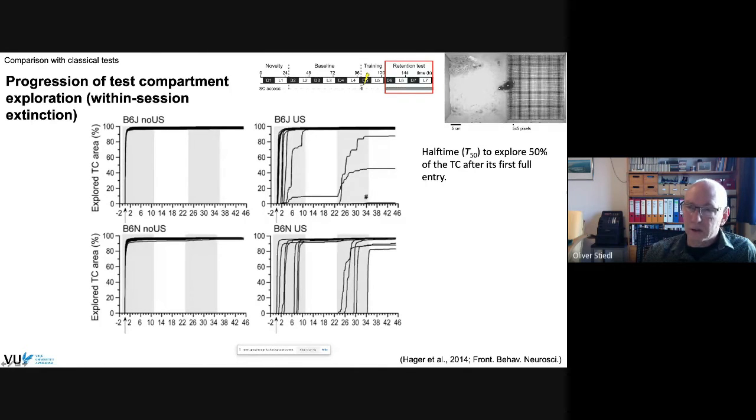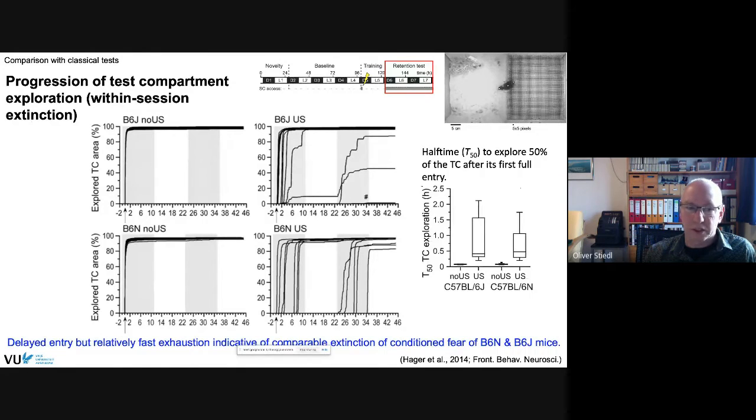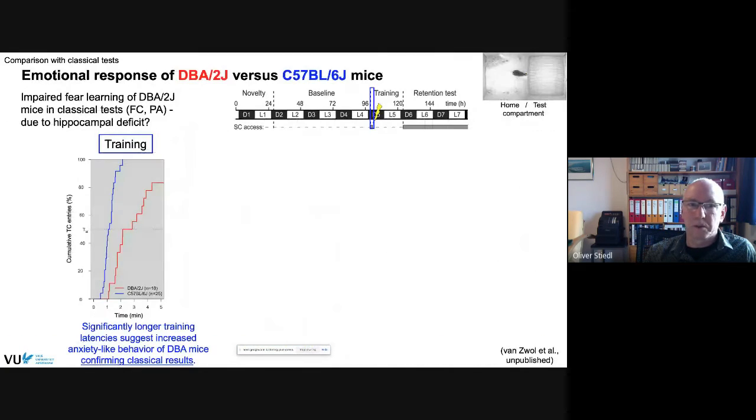So I start to doubt what we are actually measuring when we are measuring extinction in the classical fear conditioning approaches, where we use a lot of unspecific stressors. And this is very different from the classical tests, and I have confirmed this in other studies as well. So now let me go to the last part.